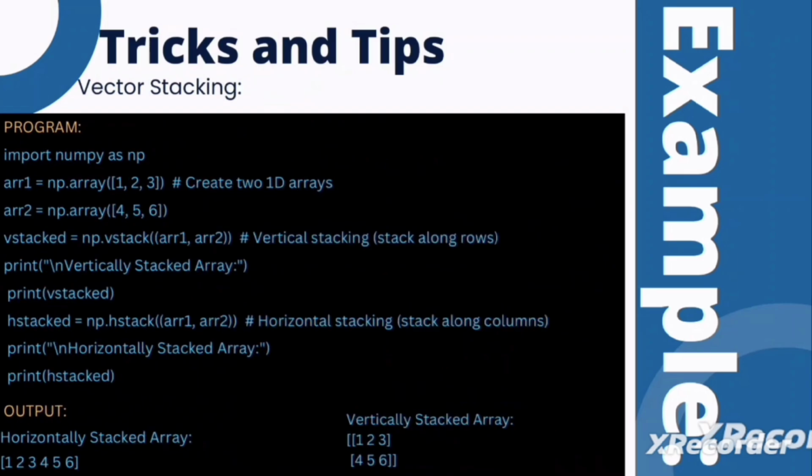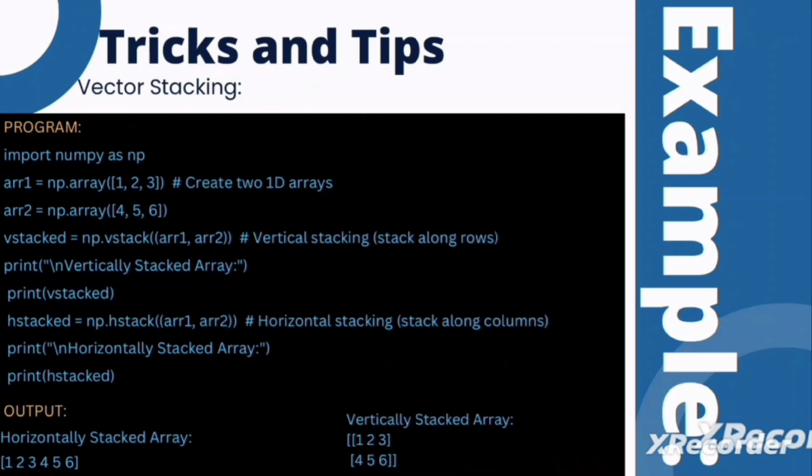Another tip is vector stacking. Imagine you have two arrays and you want to combine them. So you can use vstack to stack them vertically or hstack to stack them horizontally. Now look at the given example.